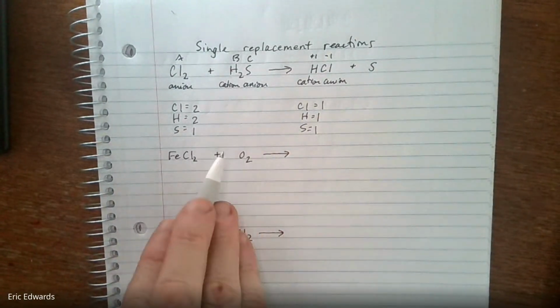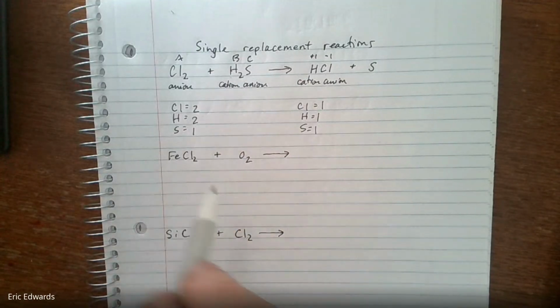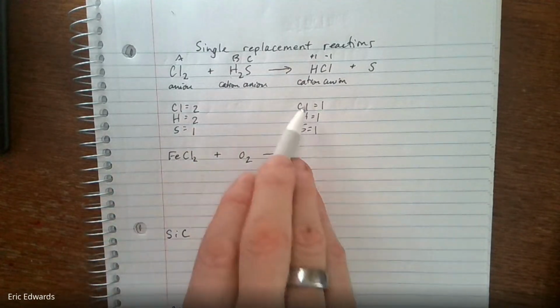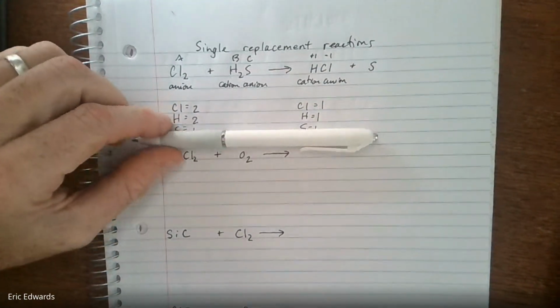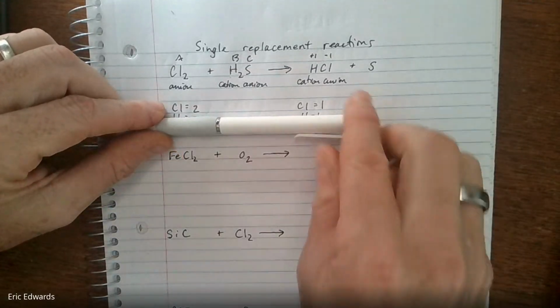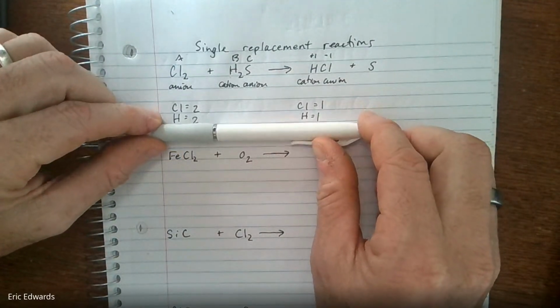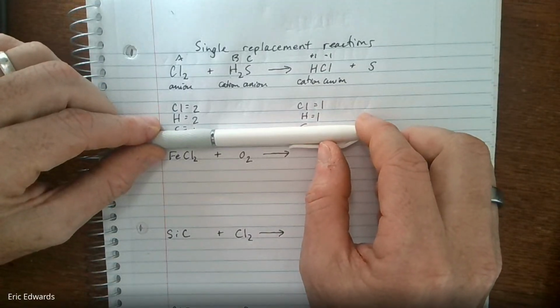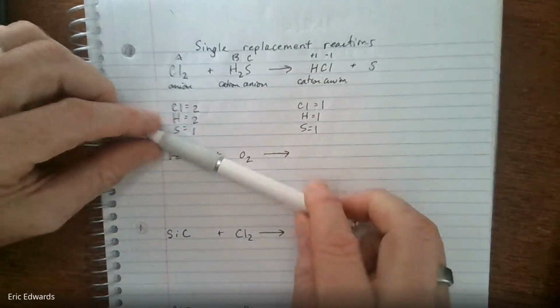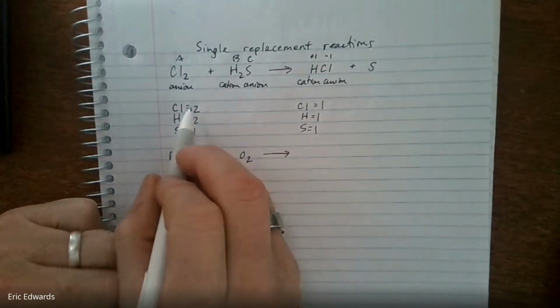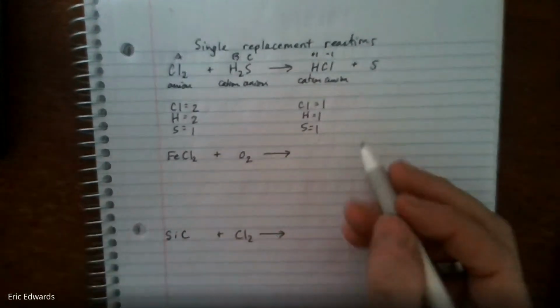Now, it is important to see that I put these in the same order on both sides, because if I'm trying to decide whether they are balanced or not, I want them to be straight across from each other. If I put it HCl and S, I could certainly do that, but then I'm having to look for Cl here and here instead of straight across.